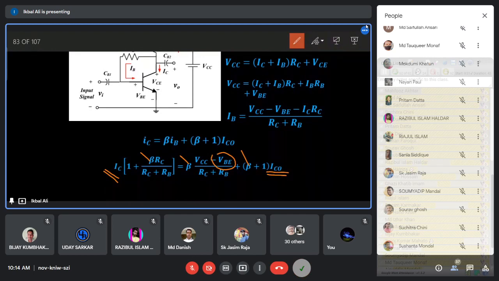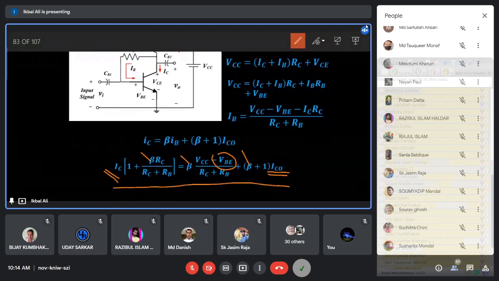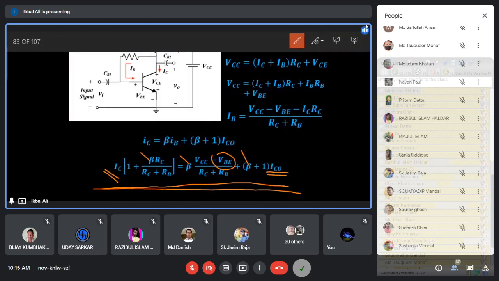From this equation, you can easily understand that if the temperature changes, these three parameters, beta, VBE, and ICO, change, and that ultimately changes the collector current. This collector current is the output current of the transistor, where you will get your amplified signal. So temperature changes these three parameters, and that ultimately will change the collector current.